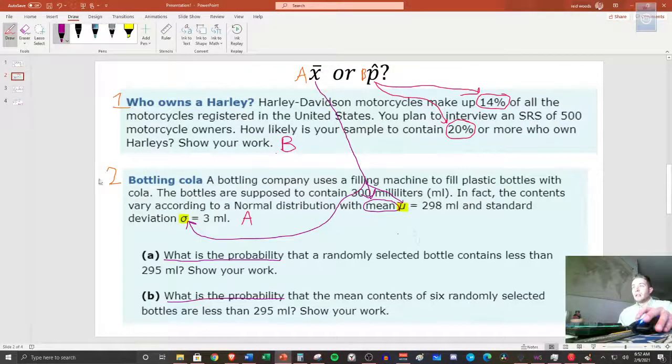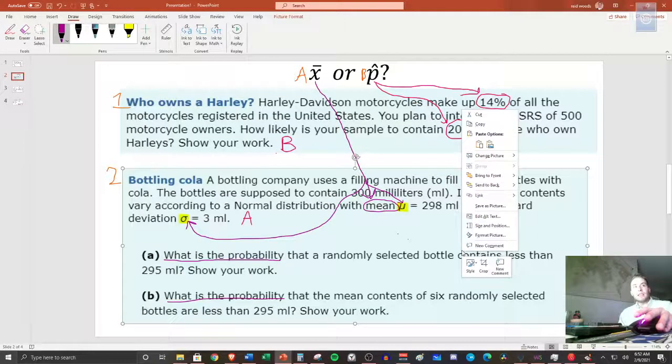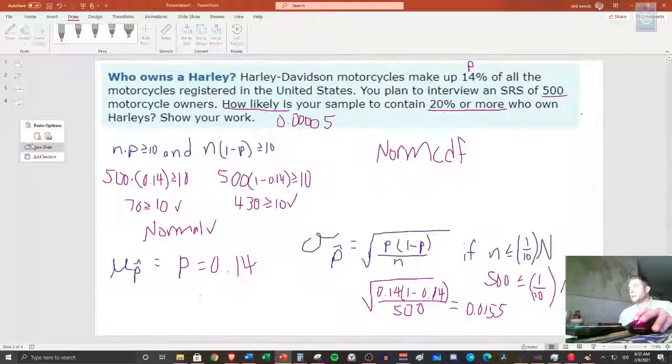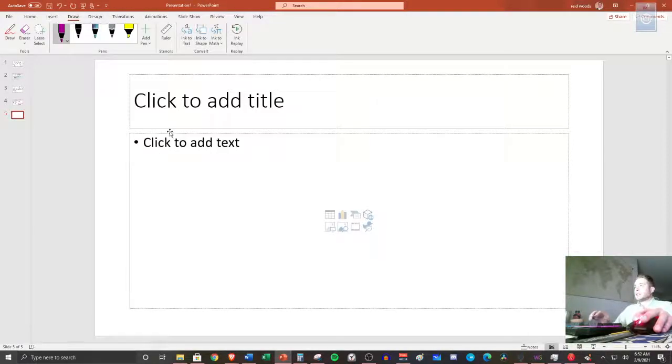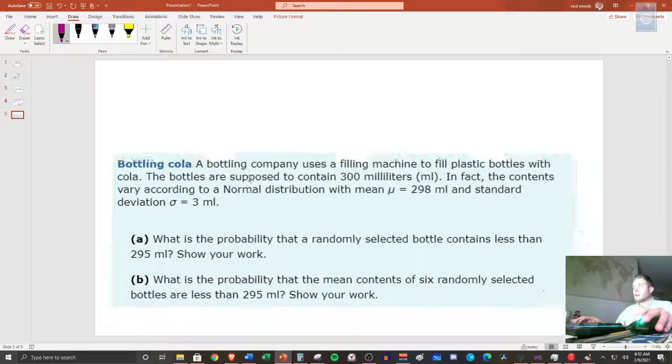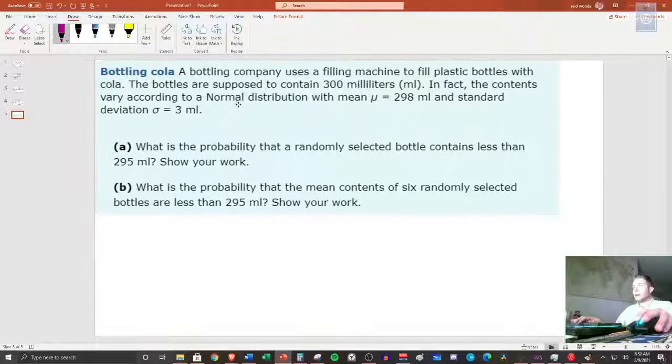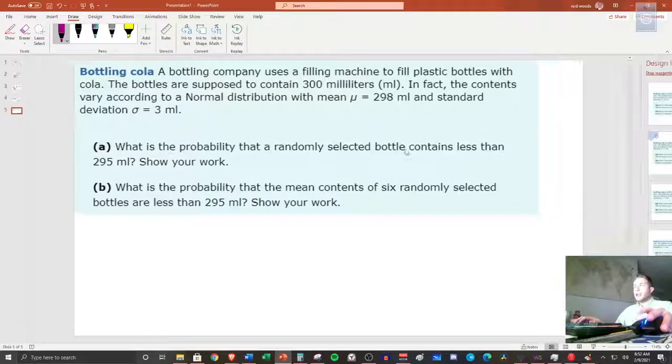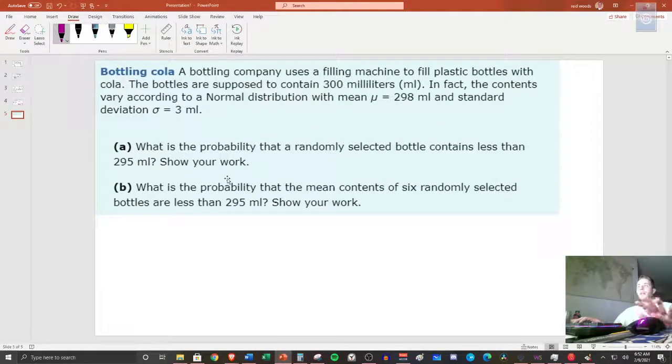All right, let's try this one here. This will be the last example. See, we're 21 minutes in, okay? So let's do this last example here. All right, so bottling cola. A bottling company uses a filling machine to fill plastic bottles with cola. The bottles are supposed to contain 300 milliliters. In fact, the contents vary according to a normal distribution with a mean mu and a standard deviation of sigma.